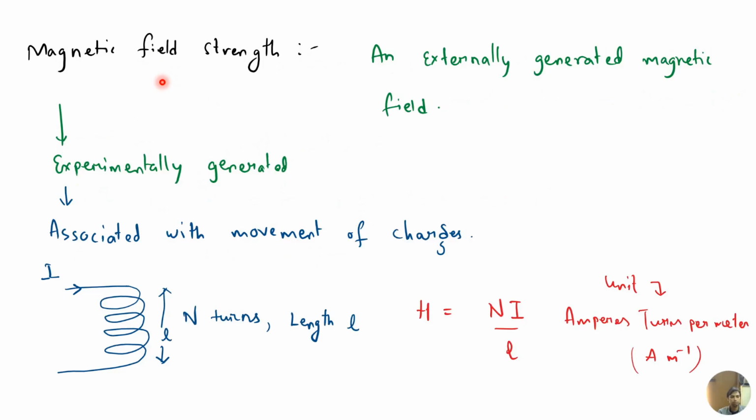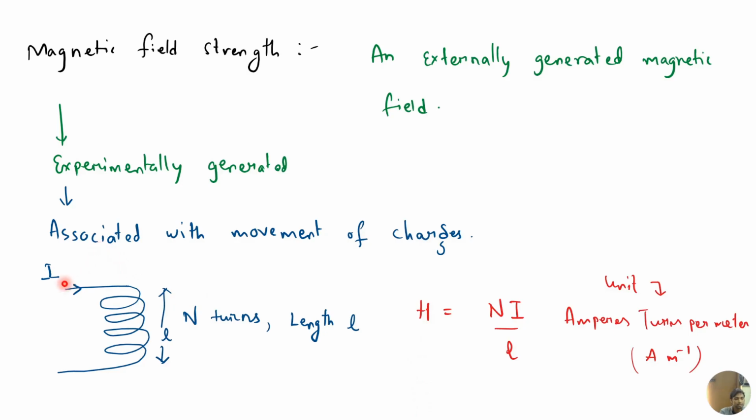So we define something called magnetic field strength to quantify the magnetism. What is this magnetic field strength? It is an experimental handle that an experimentalist has to force a certain material, to probe the magnetic property of that material. It is an externally generated magnetic field, and the experimentalist has control over this magnetic field strength. And how is this controlled? It is controlled with the movement of charges.